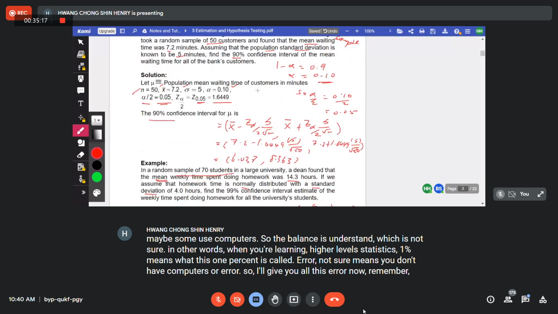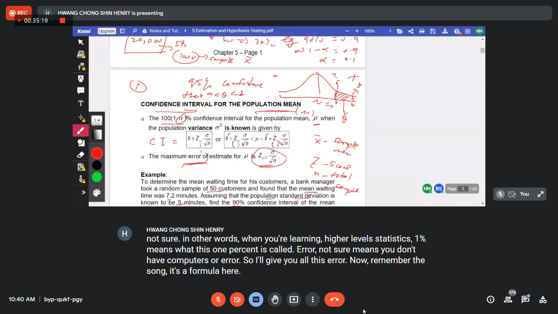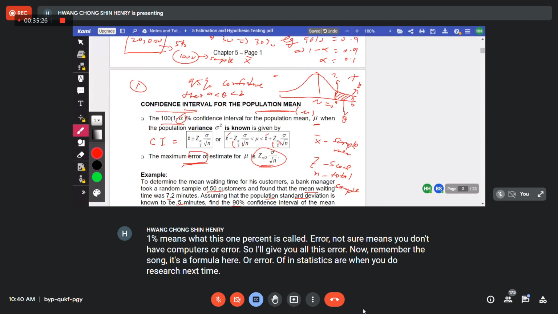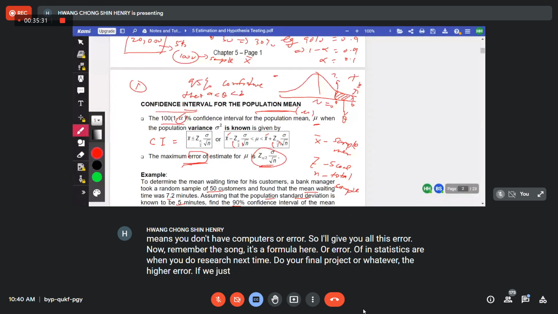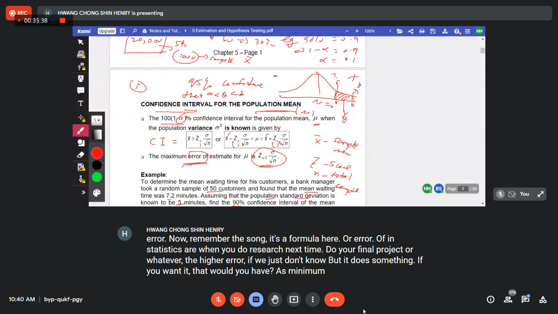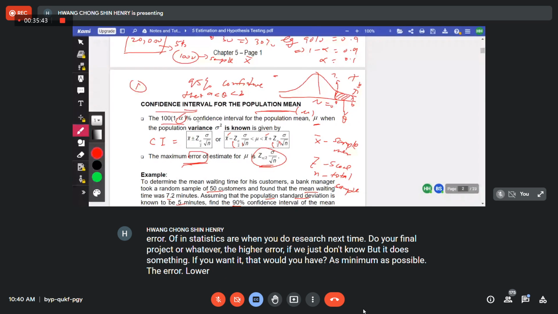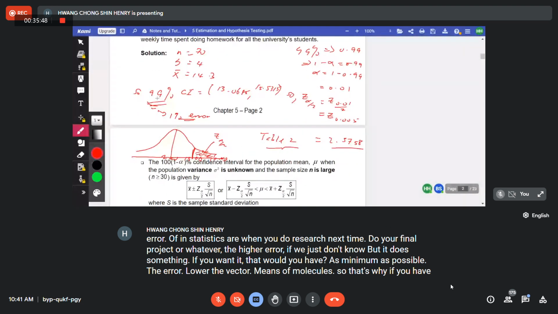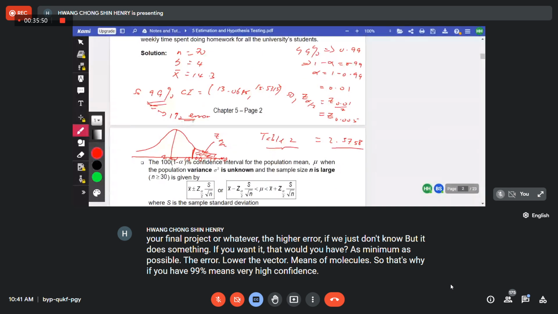Now remember just now there's a formula here called error. Now in statistics, when you do research, next time do your final project or whatever, the higher the error, I told you just now, means what? No good. Your data is no good. If you want your data good, you have what? As minimum as possible. The error, the lower the better. Means what? More accurate. So that's why if you have 99% means very high confidence, 1% error.